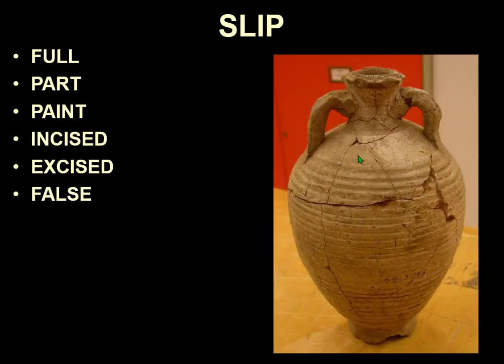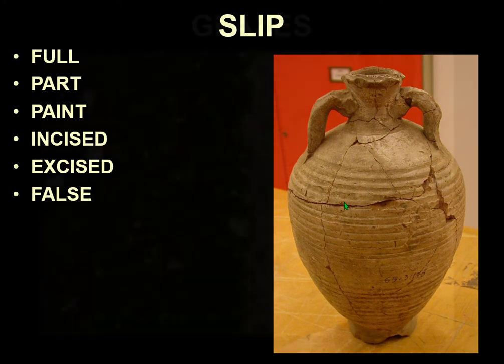You can have a false slip. Here you can see the red clay, and the surface is paler. And so some people think, oh, this is like a slip. But what actually is this is an efflorescence of salts on the surface. So this is called a false slip. Now we come to glazes. We're in a bit of a hurry.